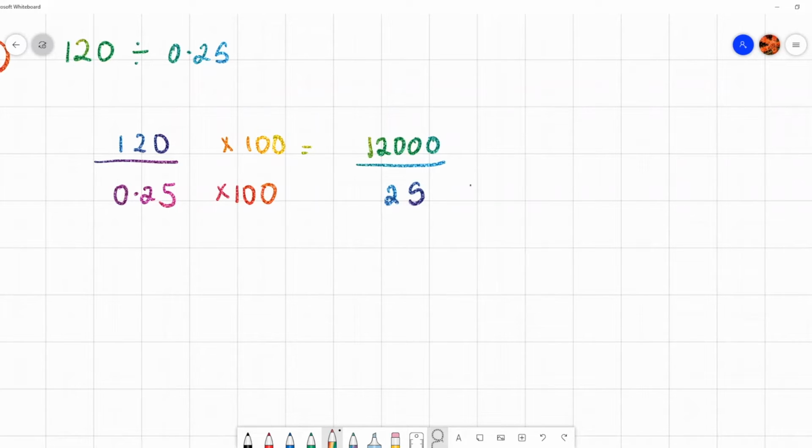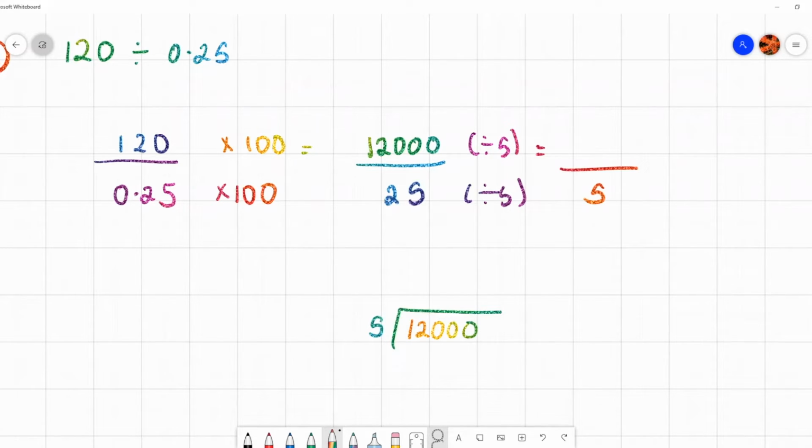I know both of these numbers are in the 5 times table, so I'm going to divide them by 5. 25 divided by 5 is 5, and obviously I'm going to do 12,000 divided by 5. I could do that in the bus stop quickly, and it's nice and simple and straightforward.